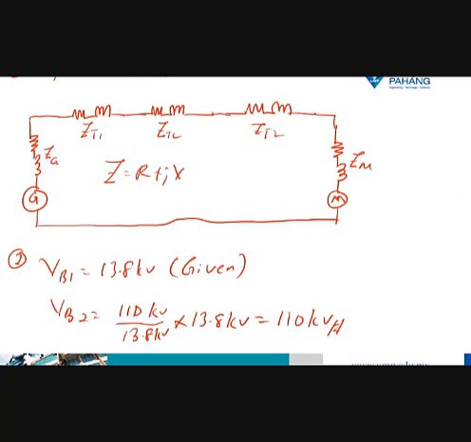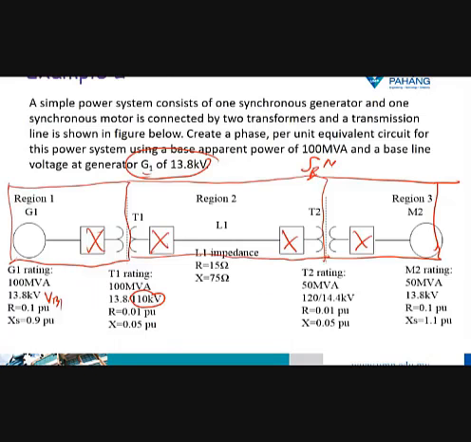Okay, that's for V base 2. Then we have to calculate V base 3, the V base at region 3. Based on V base 2, which we already calculated, V base 1 is given. So V base 2, we already calculated: we got 110 kV.